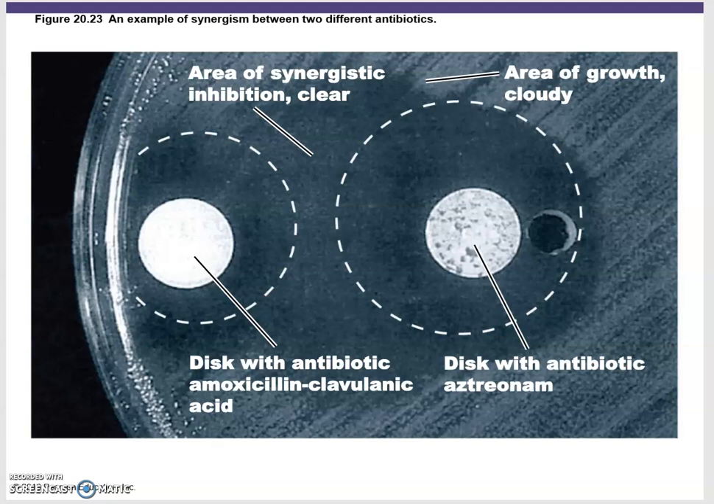Here's an example for synergism. You have two different antibiotics, and they individually have a certain inhibitory effect on this lawn of bacteria here. Each one individually has an effect. This one here is a little bit better than that one, but together you can tell that the zone of clearing here and the inhibition of the bacterial growth is greater than each one of these two drugs would produce alone.